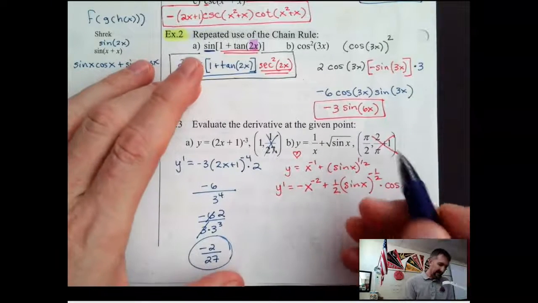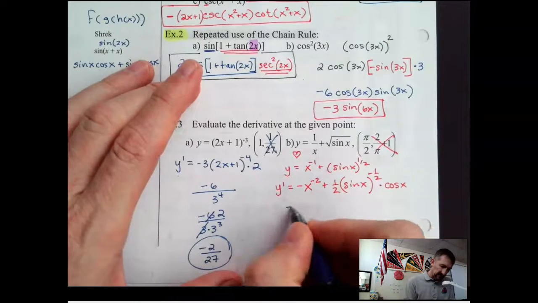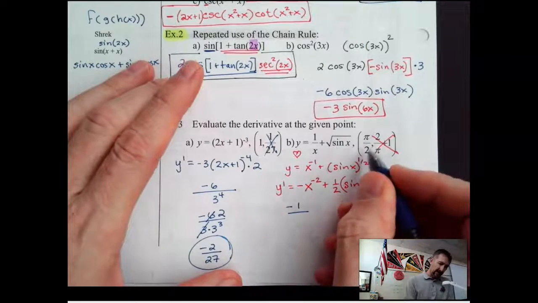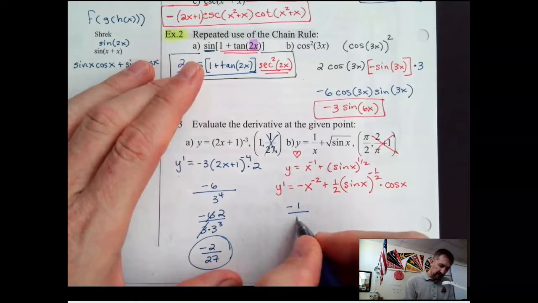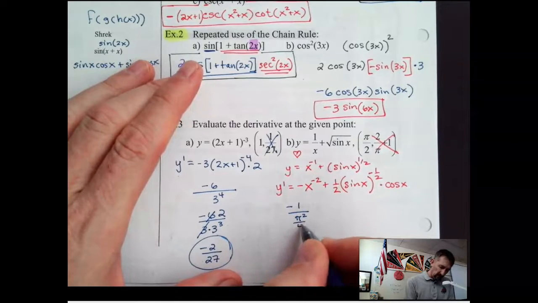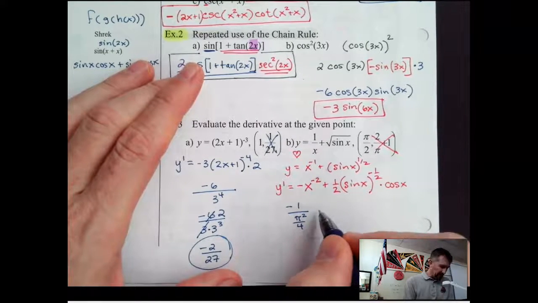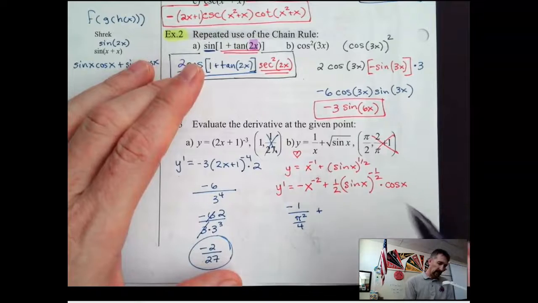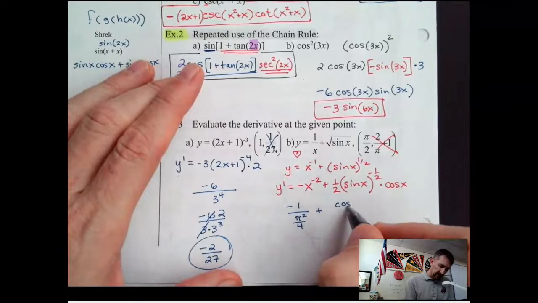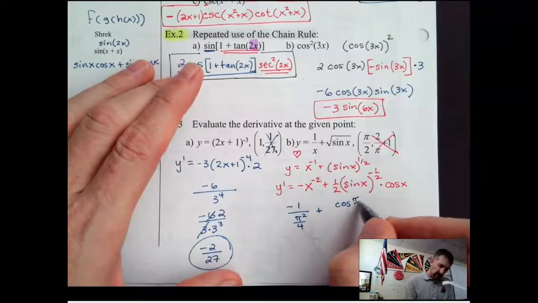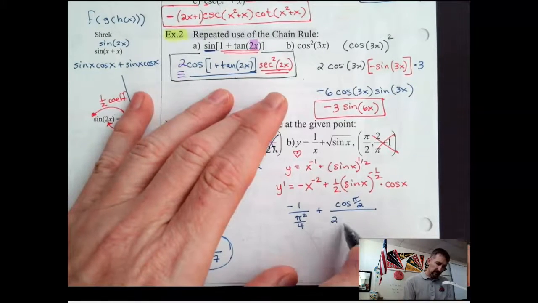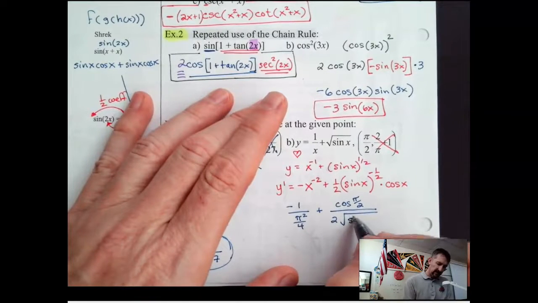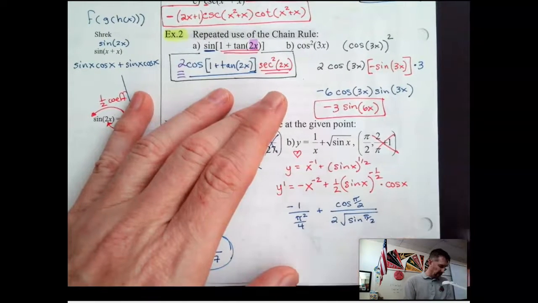So we're going to plug that in now at the same time. So this is going to be negative 1 over, and I'm putting pi over 2 squared. So that's going to be pi squared over 4 plus cosine of pi over 2 over 2 times the square root of sine pi over 2.